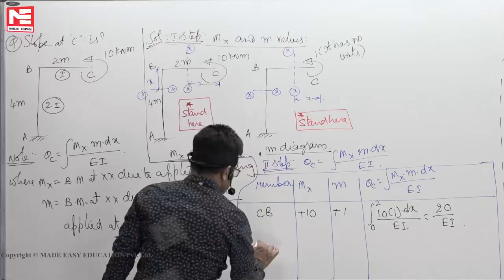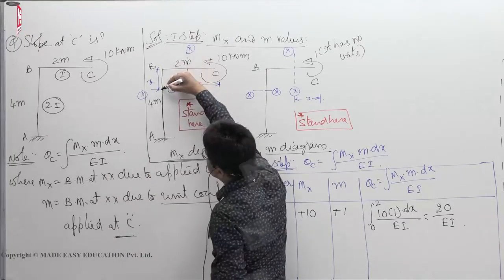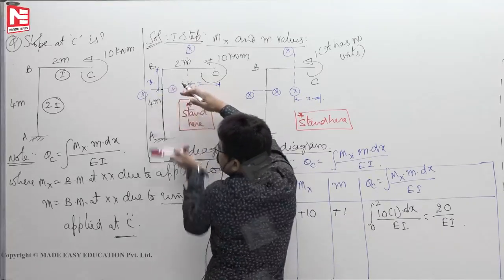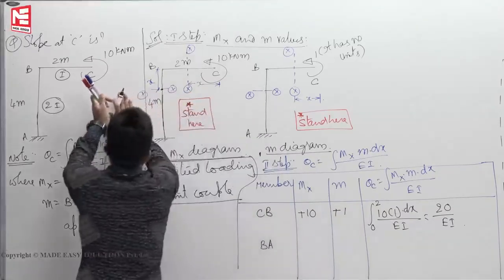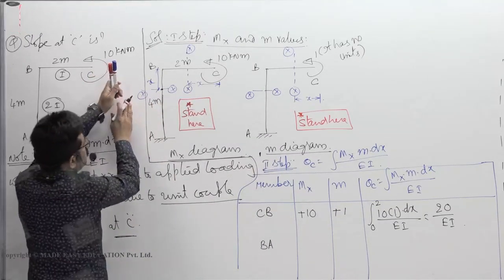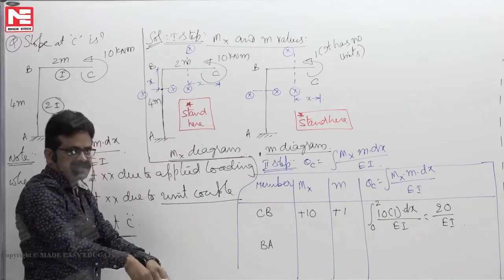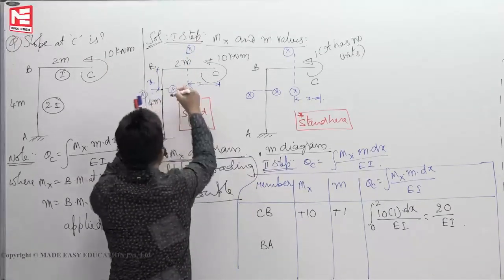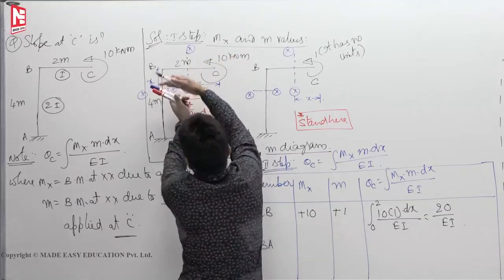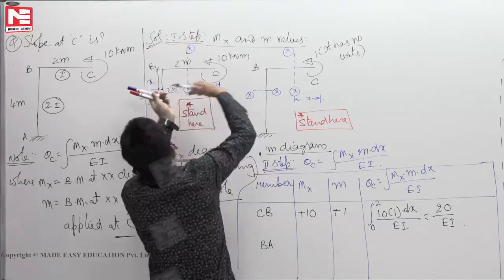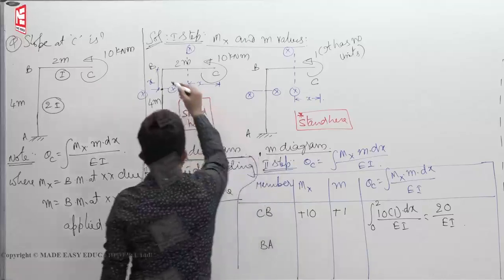Next, BA member. Now, BA member means you stand here. Now you have a choice to look left side or right side. So you should not stand here, because then you have to look down and see in reverse direction. So you stand here, that means go here and stand this side. Stand here, look right side. Section right side anti-clockwise. Again it will sag the member. So plus 10.